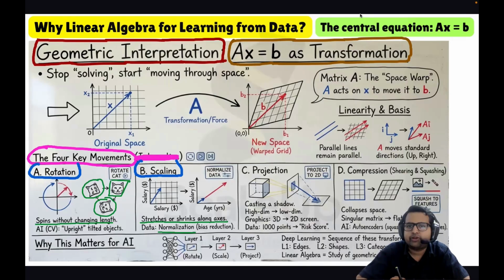Then the next transformation which we have is the projection. Projection is like casting a shadow.